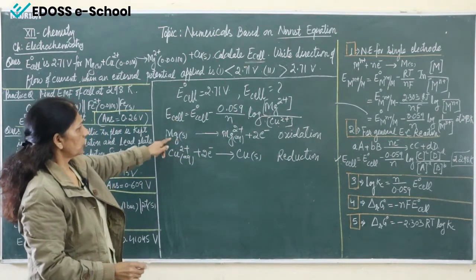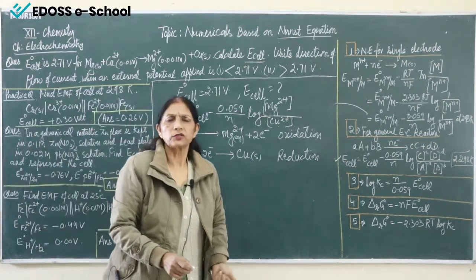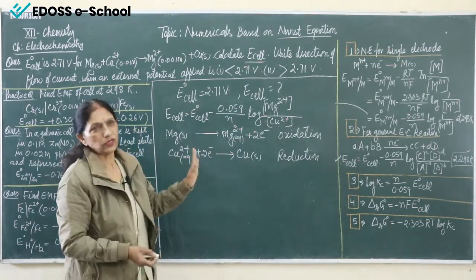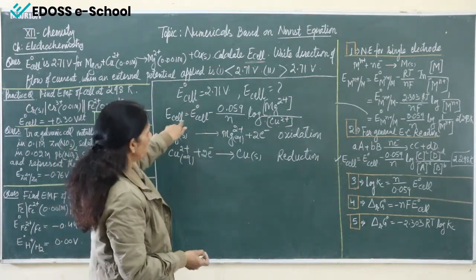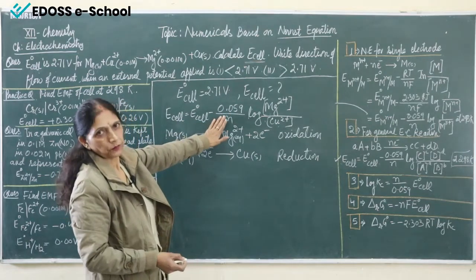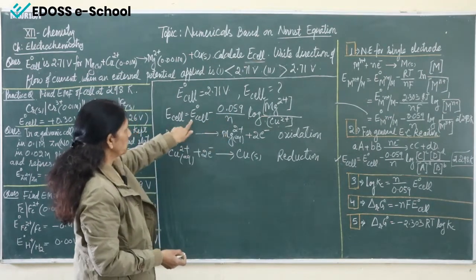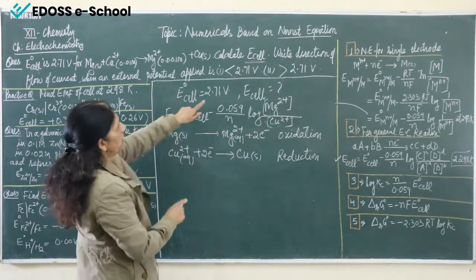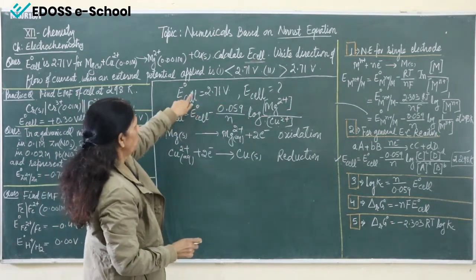Because the solid is pure, we know the concentration of solid is unity, so there is no need to mention it here. Now we will put in the values. So this is the question. Now how will we do it here? See here, this is E of the cell which we have to find, and this value is given. Now we will put in this value.